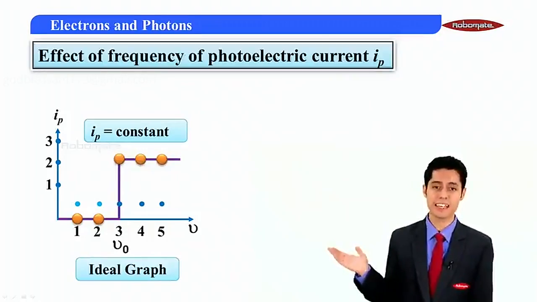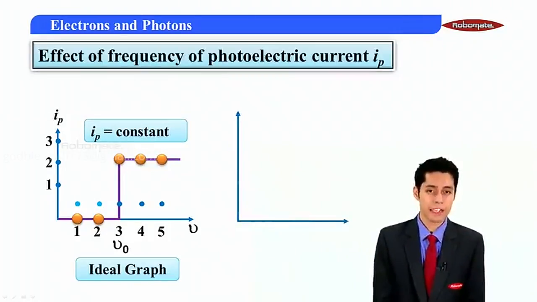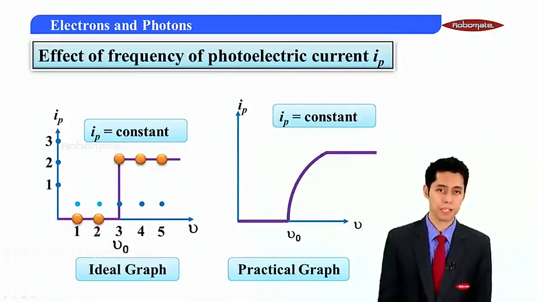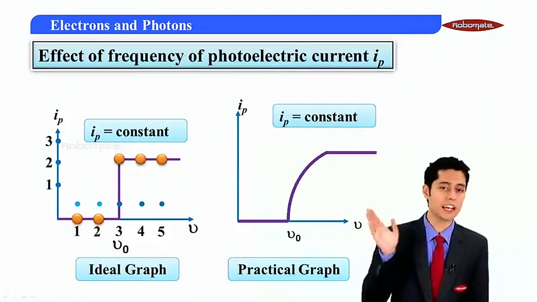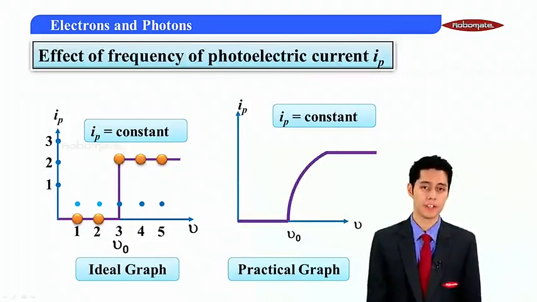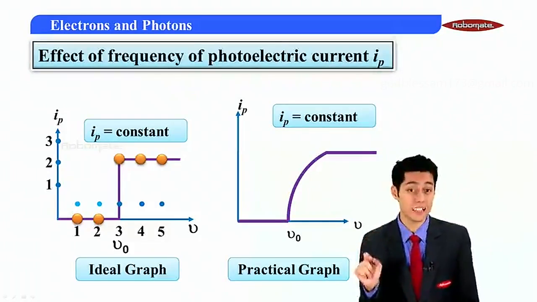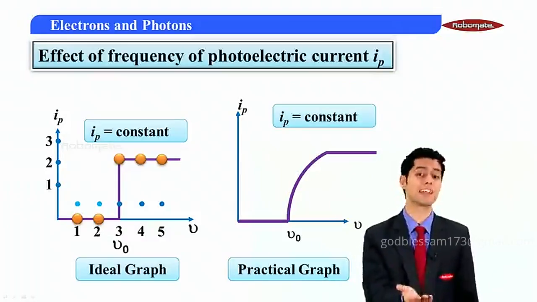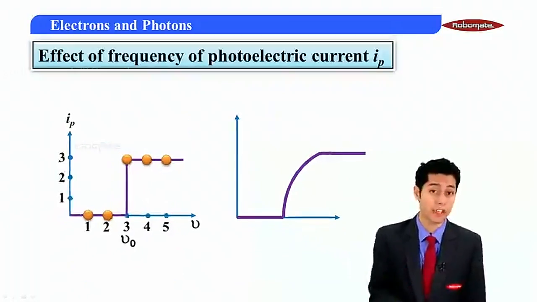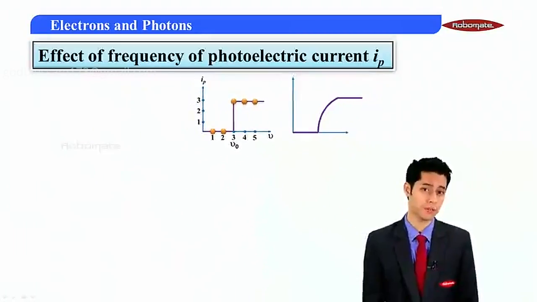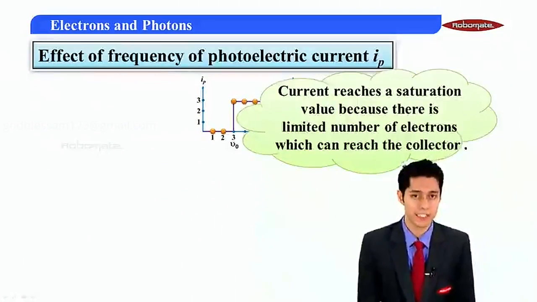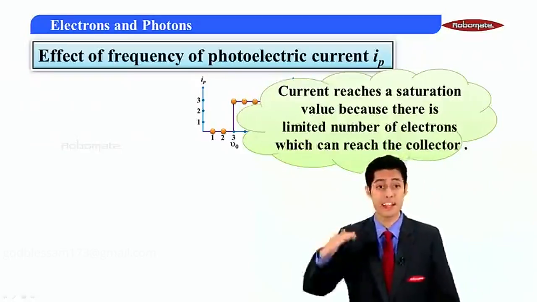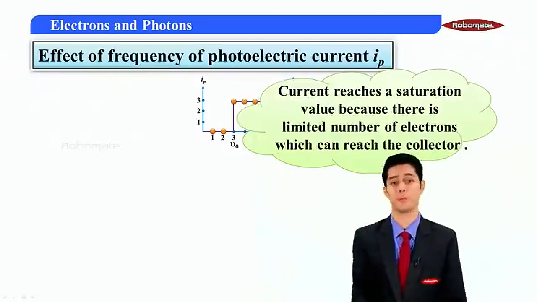You can see this is the case of the ideal graph, but practically when we draw the same, we get a graph something like this. You can see in this case also the current reaches a stable value. So when the frequency is less than the threshold frequency, the current will not flow. When the frequency surpasses the threshold frequency, the current starts flowing and reaches a stable value, as we all can see. So the current becomes saturated. Now the question arises, sir, why does the current reach a stable value?